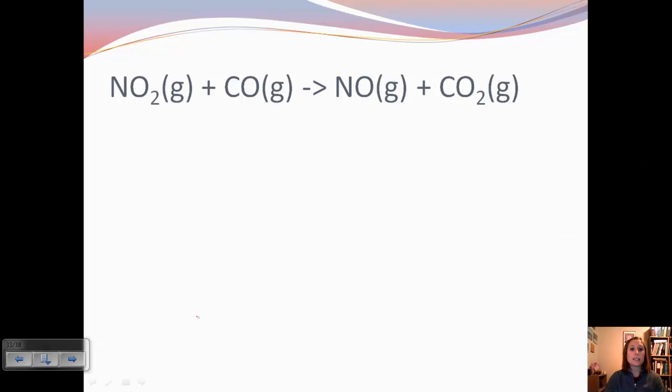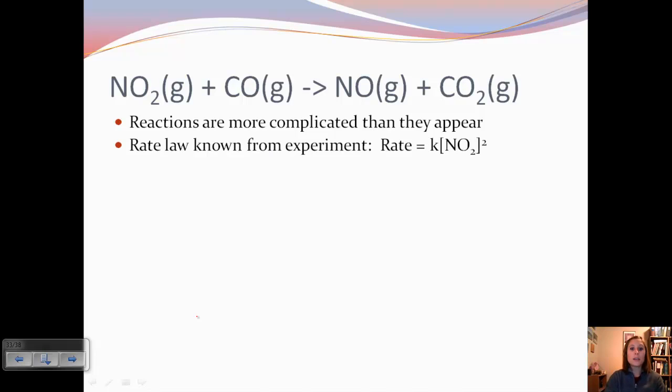So we have nitrogen dioxide gas plus carbon monoxide gas goes to nitrogen monoxide and CO2. Well, this reaction and lots of reactions can be much more complicated than how they appear. We can use the balanced chemical equation to determine amounts using stoichiometry and things like that. But there's a lot more going on than what we just see in an overall balanced equation.